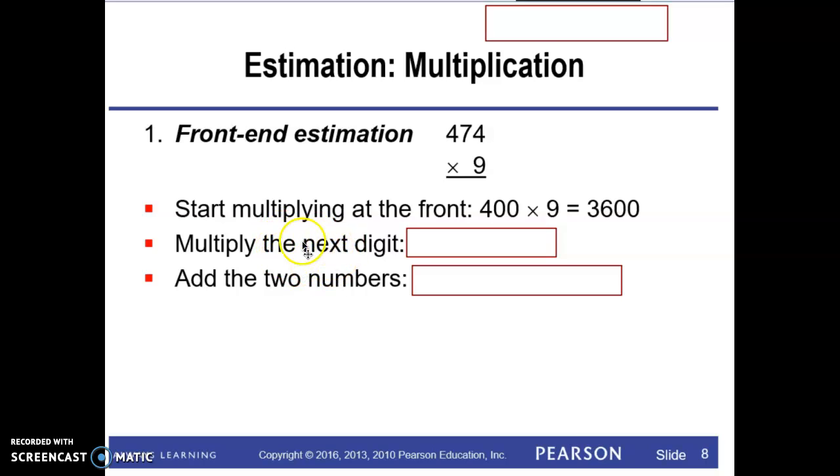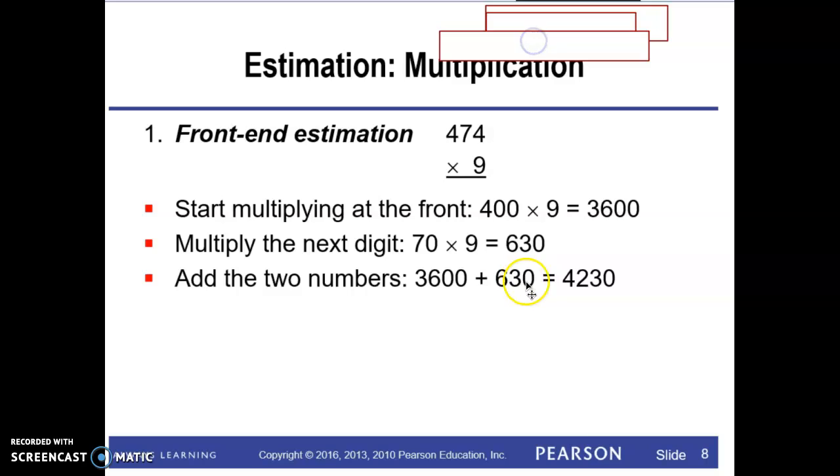Okay, now I'm going to multiply the next part. So for this one, I'll go to 70. 70 times 9. 7 times 9 is 63, times 10 is 630. And I'm going to add those two numbers together. So the reason why this is an estimate and not an actual multiplication is because I never did anything at all with the 4. I used these two numbers, and then I added those two numbers together, and then I just said this is going to be about 4,230. That's not the exact answer, it's just an estimation.